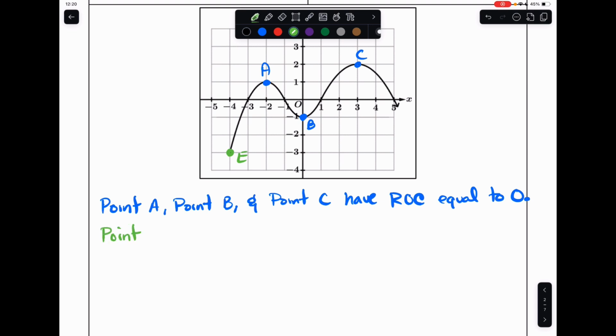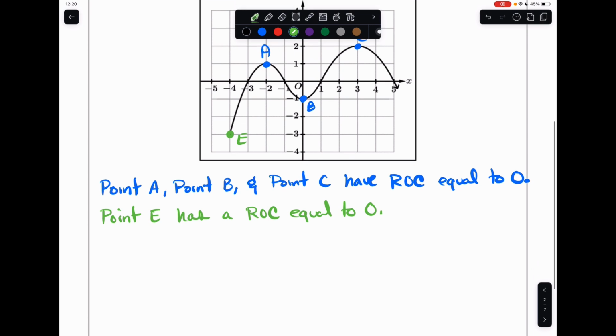So point E, for endpoint, even though it's at the beginning, is equal to 0 as well. So at all of these locations where our rate of change is equal to 0, that's where our extremas are located.